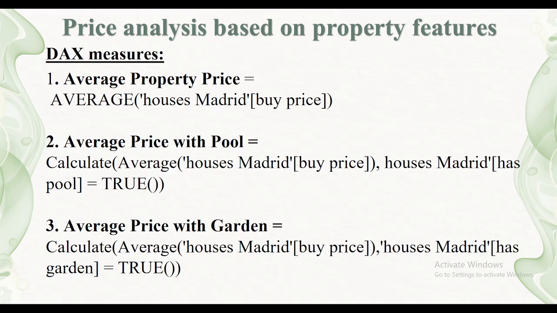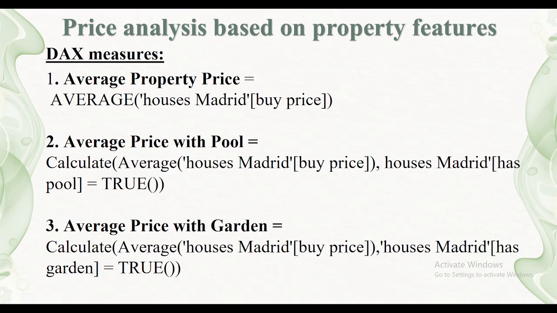For that, we need to calculate the average property price across pool, garden, and new development by using a DAX measure. Here you can see I want the average, that's why I have used AVERAGE. After that, the table and the column that you want to average. Here the house measure is the table name, and buy price is one of the columns in the house measure table. I want to average buy price, that's why I have given the formula as average of buy price.